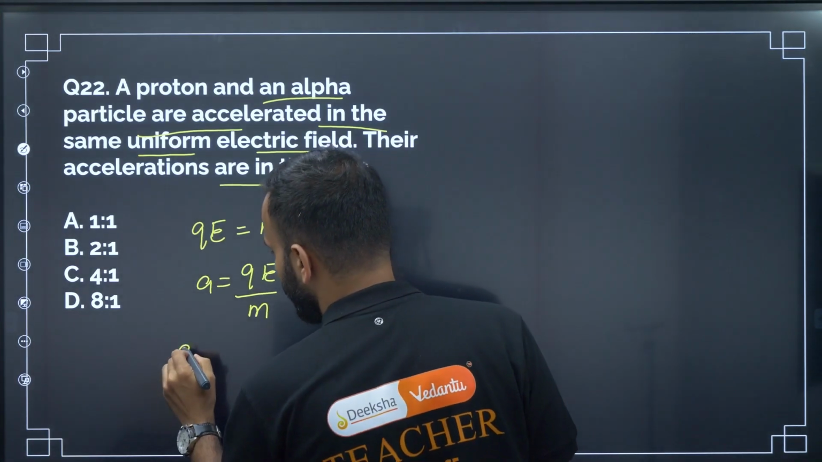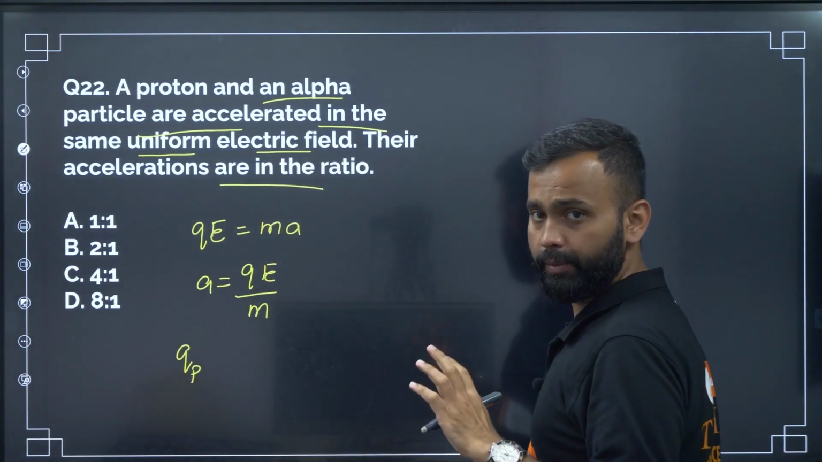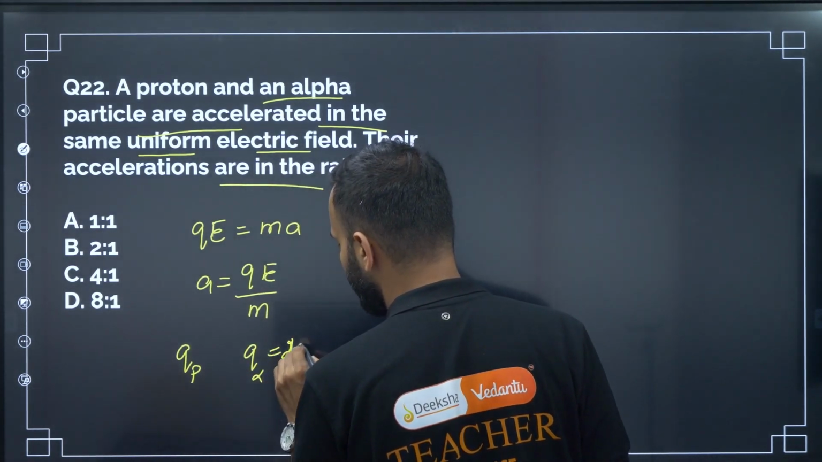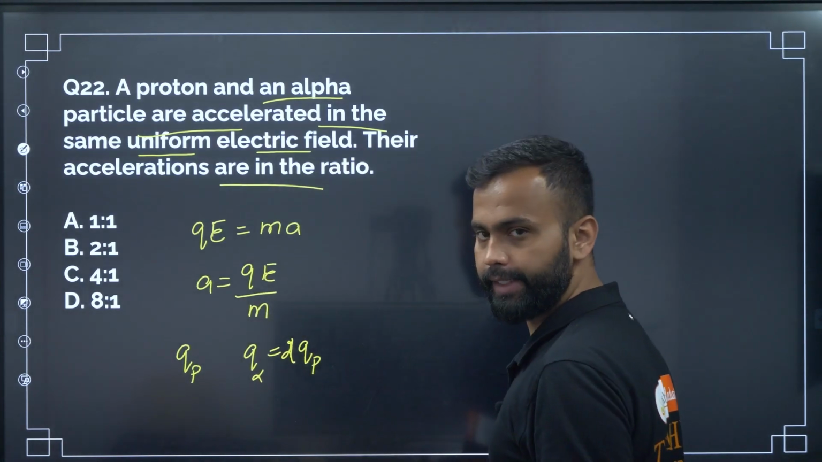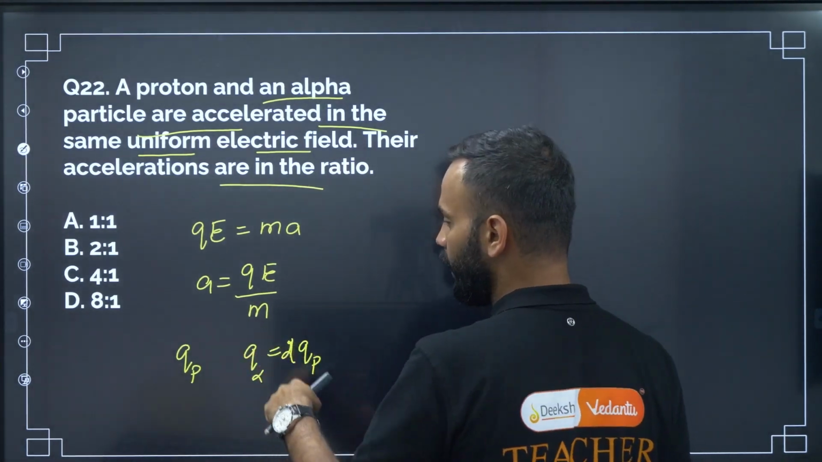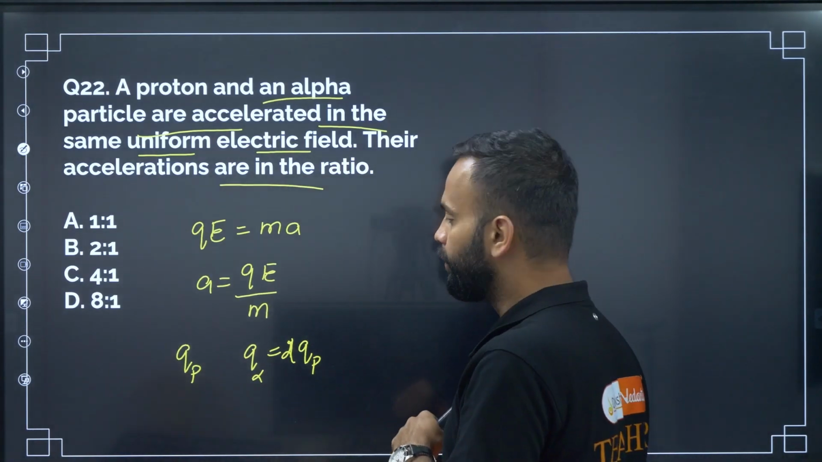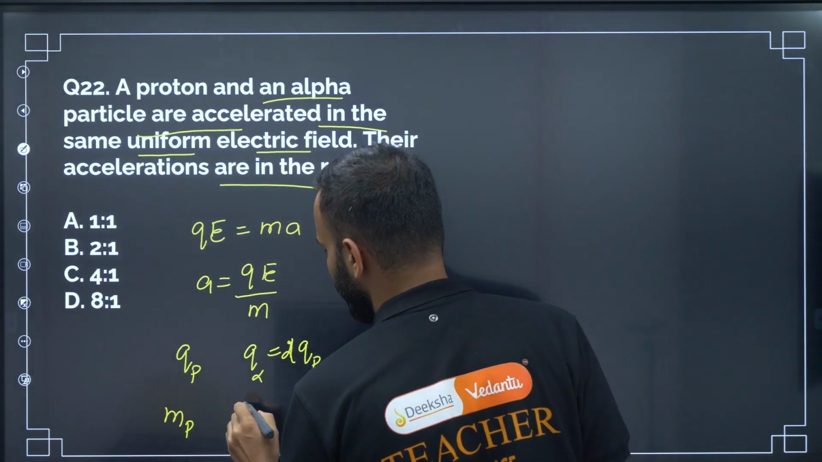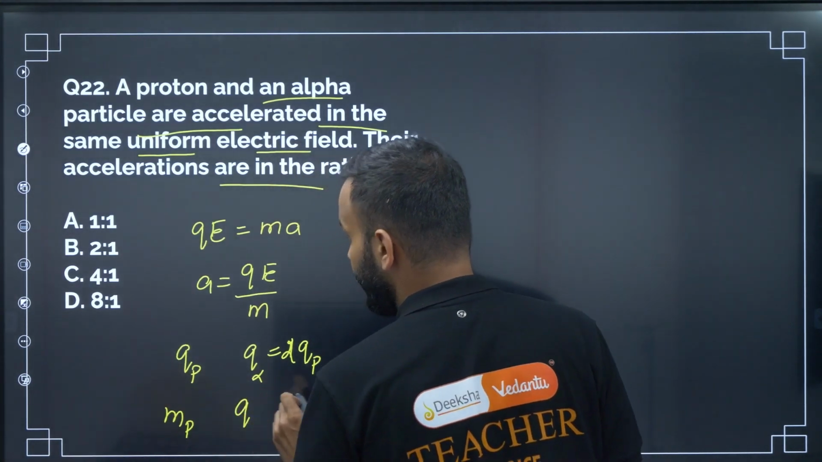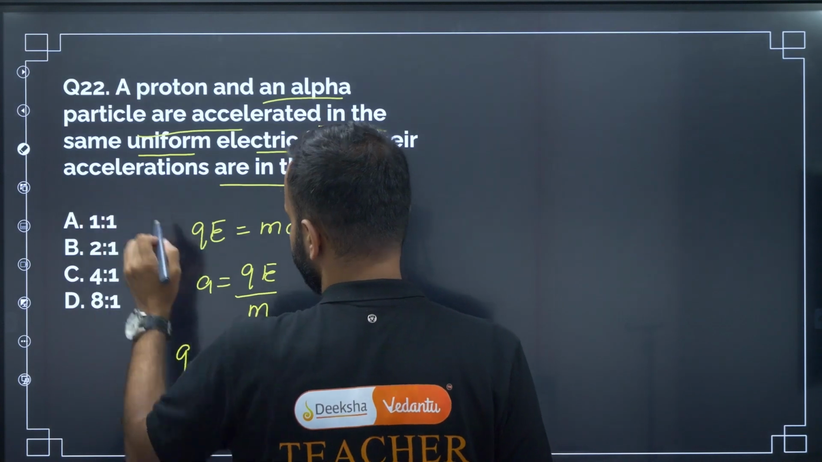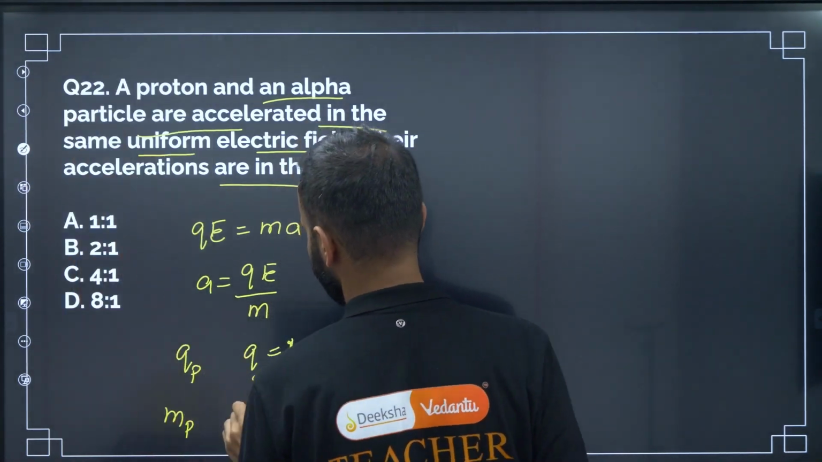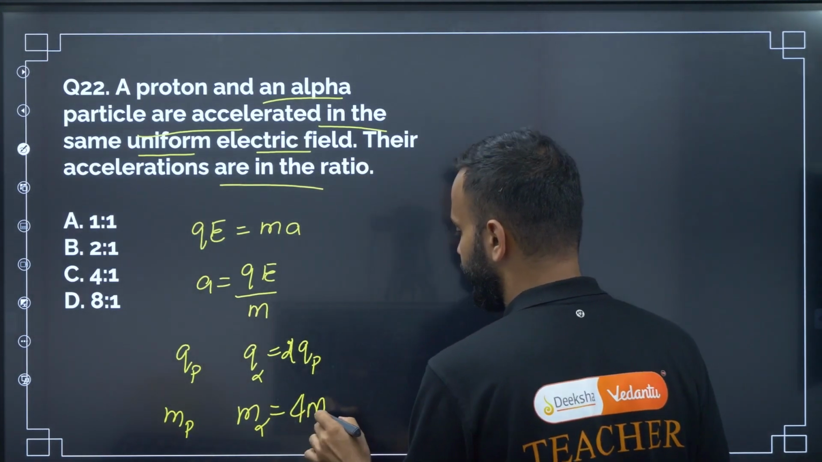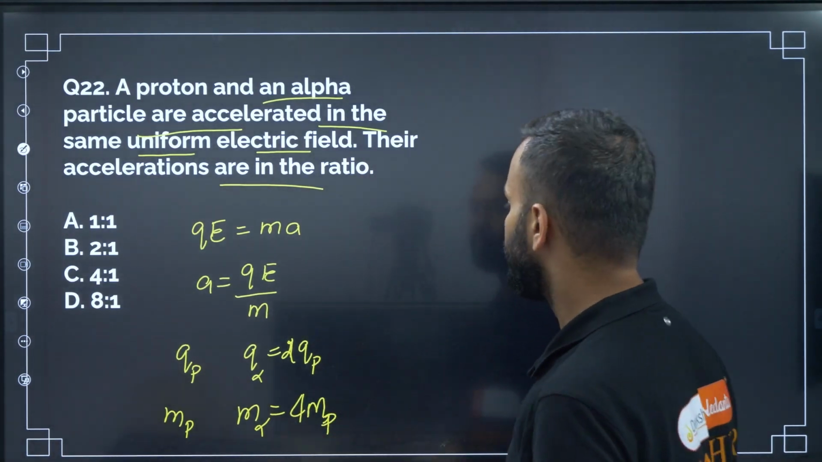Let Qp be the charge of the proton. So Q alpha, the charge of the alpha particle, is equal to 2 times Qp. Mp is the mass of the proton, so M alpha is equal to 4 times Mp, that is 4 times the mass of the proton.